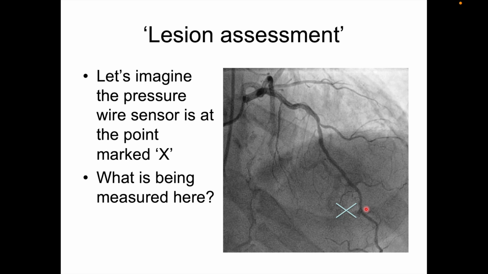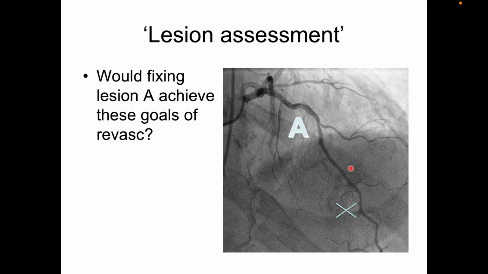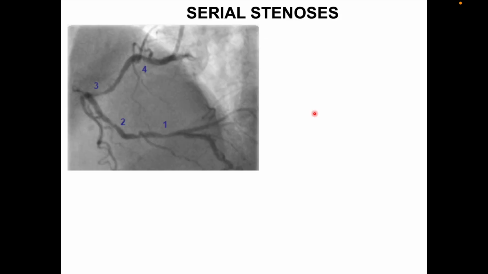So what you're trying to measure here is this focal area of disease significant or not, and would this revascularization, focal revascularization, achieve the goals of revascularization, or would the artery still remain ischemic? Is there anything else that needs to be assessed? Is this a diffuse disease or focal stenosis?